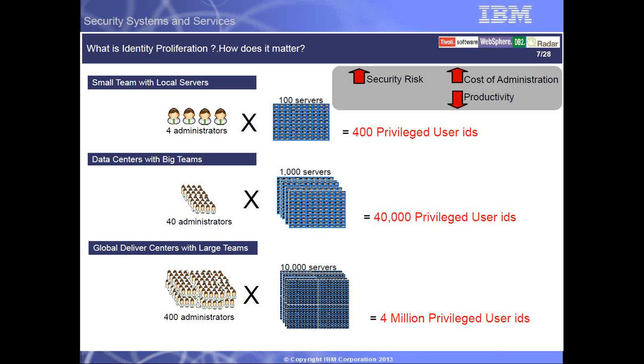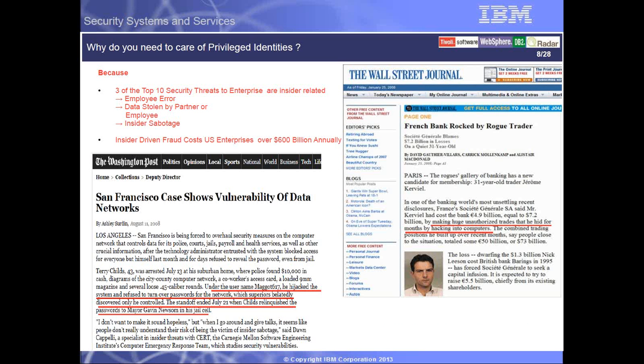Now, why do we care about privileged identities? Because 3 of the top 10 security threats to enterprises are insider related. Either employee error, because it could be skill level, or data stolen by a partner or an employee who is terminated or still has access to the environment. Insider sabotage. Insider-driven fraud costs U.S. enterprises around $600 billion annually. So that's a huge amount.